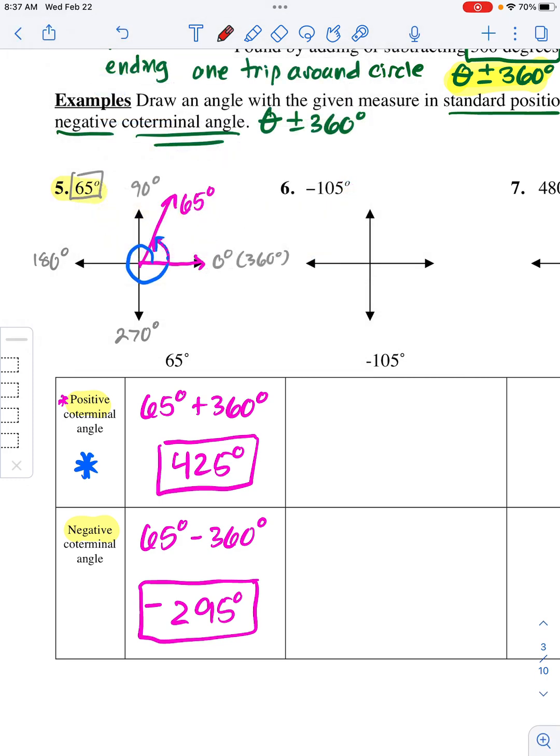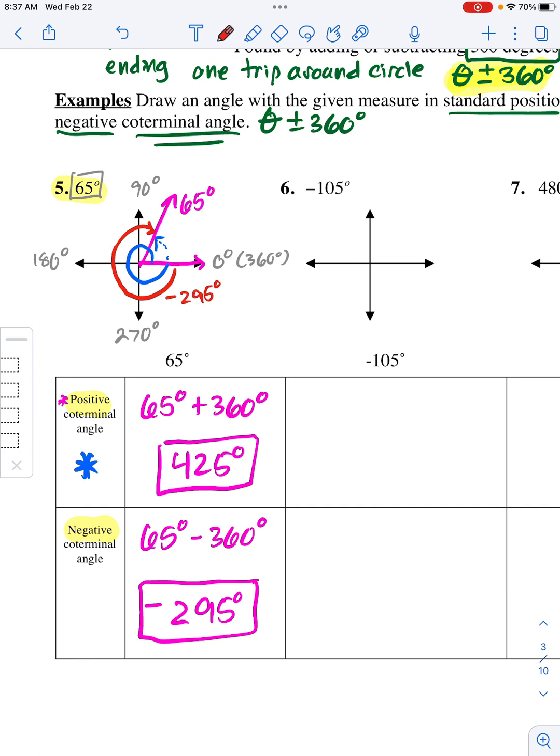That would mean that I would start at 0, but I would go around. I'm trying to figure out where I can cram this in. I would start at 0. I would go in a negative direction. Trying to erase that without erasing my whole entire picture. I would go down, so that's negative 90, negative 180, negative 270, and then to negative 295. So I'm going to the same place, thus coterminal, but that is negative 295 degrees to get there.